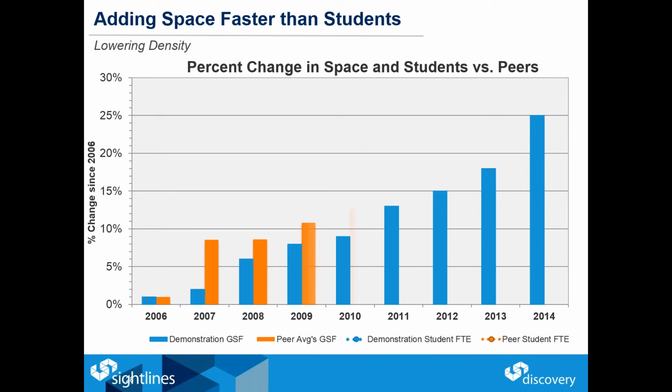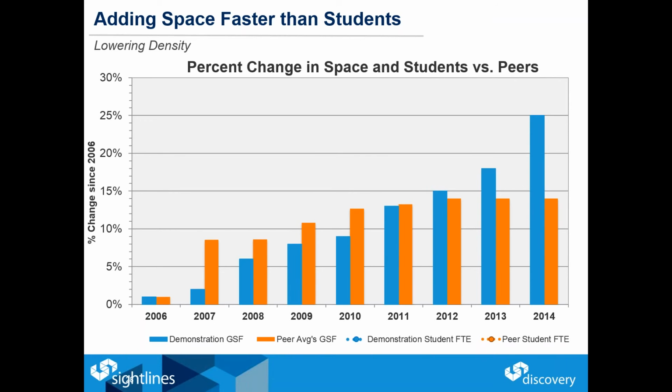We talked about this a little bit earlier, but the pace of student enrollment growth versus the rate of space growth. Very important. Am I growing my campus at a rate that is faster than I'm growing my student body? Or is it the opposite?